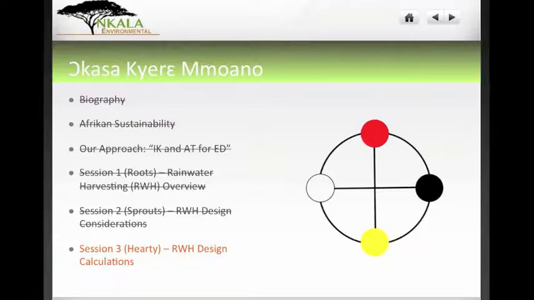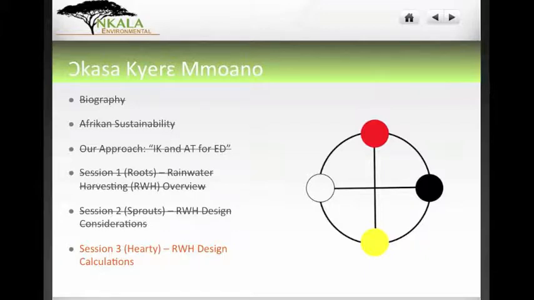In previous sessions, we've talked about who we are at Kala Environmental, as well as myself, Yaw Agbede, giving our perspective on African sustainability, and we've talked about our design approach at Incala, indigenous knowledge and appropriate technology for endogenous development. The previous two sessions have already covered these.